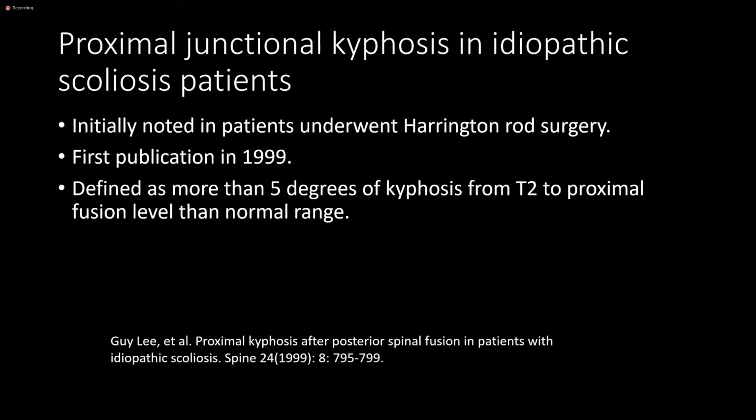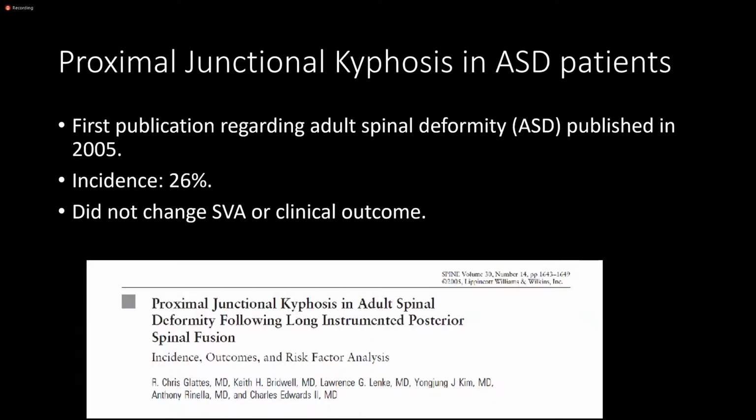Proximal junctional kyphosis was first noticed in idiopathic scoliosis patients with Harrington rod. The first publication came out in 1999. The definition of PJK back then was more than 5 degrees of kyphosis from T2 to the proximal fusion level than the normal range. That is not the definition we're using anymore.